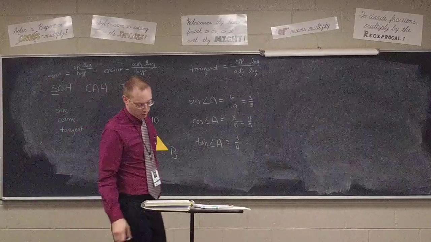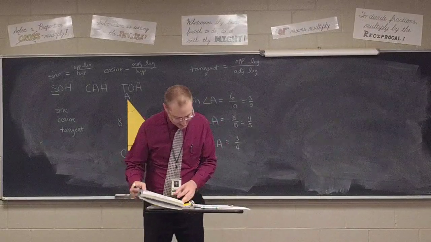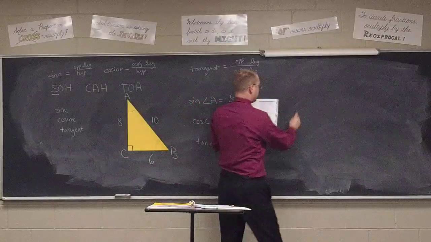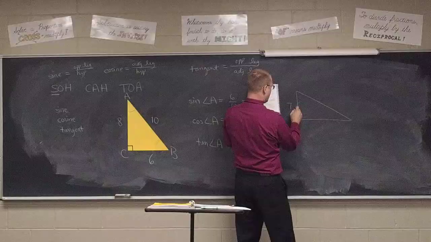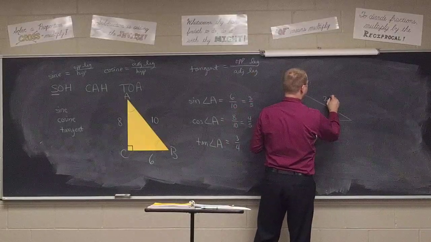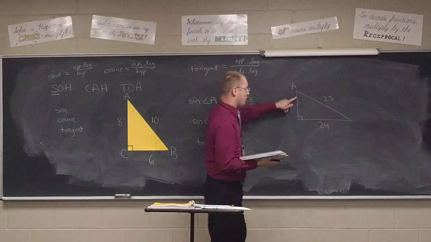Look, if you would, at the purple triangle now. Let's again look at angle A in the purple triangle. I'm going to put it on the chalkboard as well. It says that we've got a leg here of 7, a leg here of 24, and a hypotenuse of 25. And we're looking at this angle A.